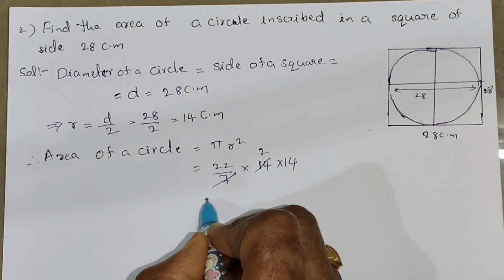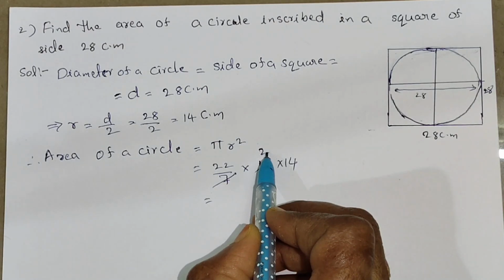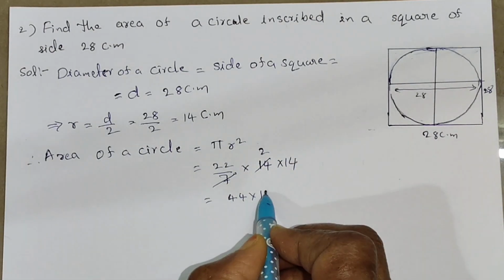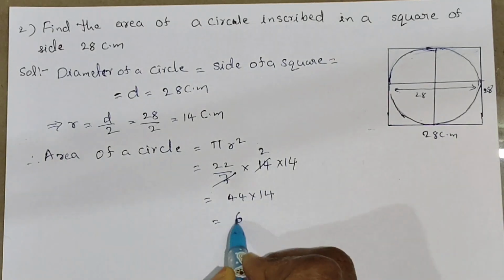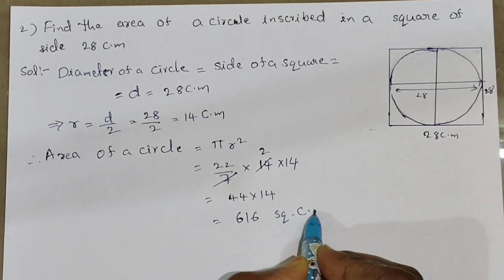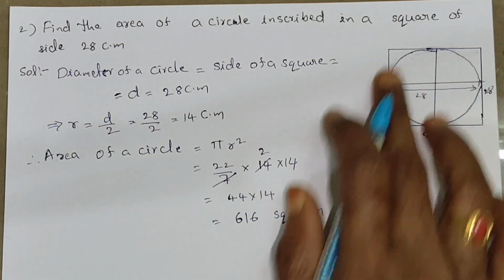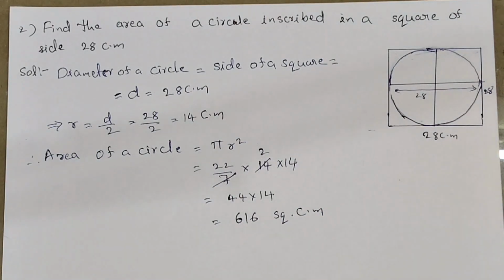7 ones are 7, 7 twos are 14, 22 into 2 is 44. 44 into 14. Multiply these two numbers. Here it is 616 square centimeters. 616 square centimeters is the area of this circle. So this is the answer to the second question.